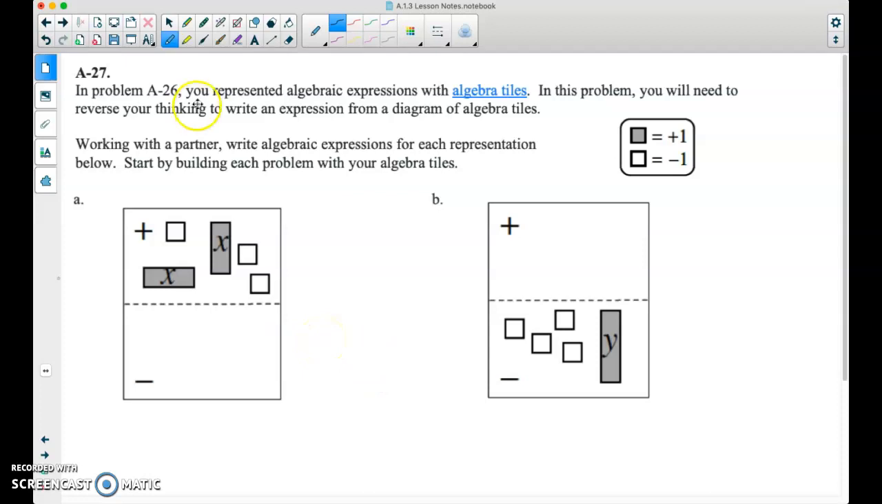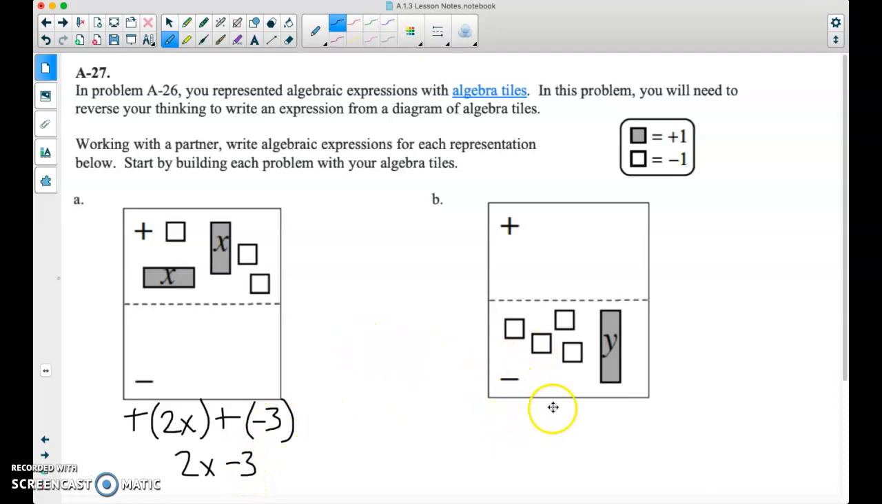Let's start with our x's. Here we have 2 x's that are both positive because they're shaded. We are in the positive region, so we have 2 x's. And then we are in the positive region for our other 3 tiles. We have plus, and then we have 1, 2, 3. But those are negative tiles, so they're minus 3. So this expression should be 2x and then minus 3.